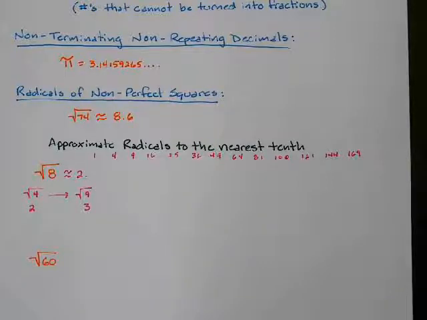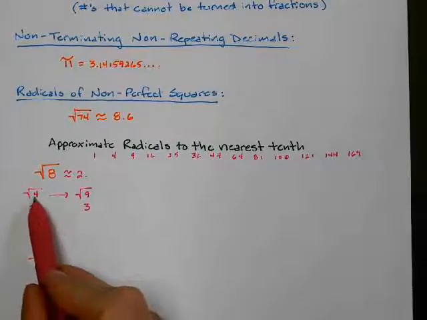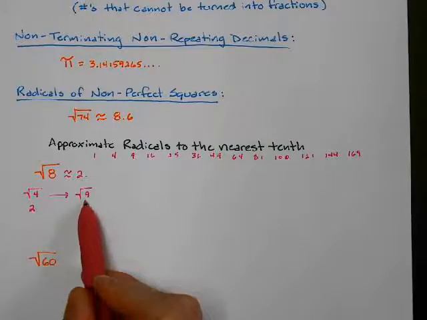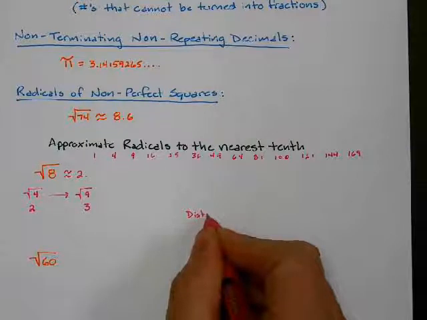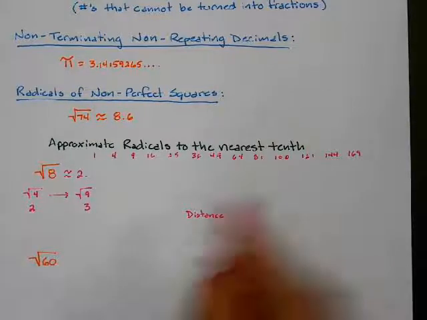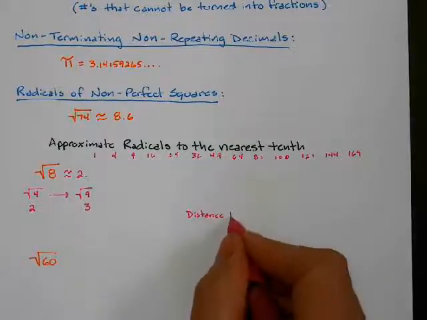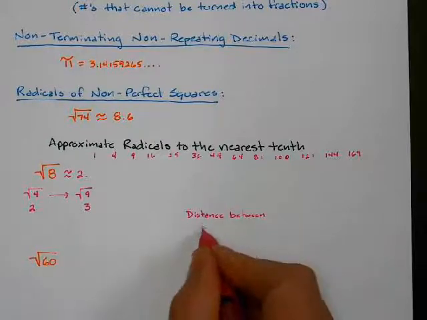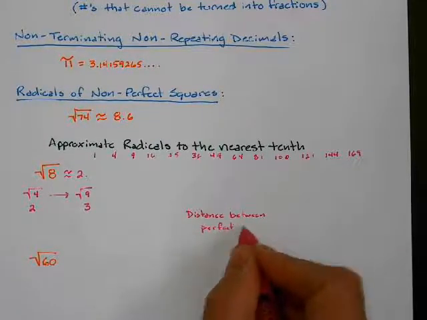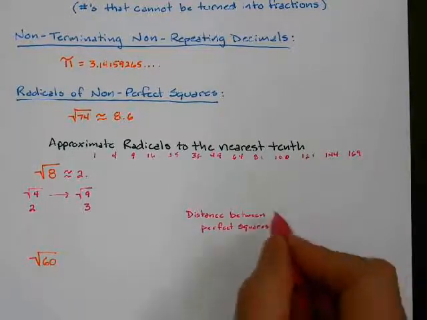So what we're going to do is look at the distance from 4 to 9. Okay, so we're going to look at the distance between the perfect squares. So the distance between those perfect squares is 9 minus 4. That's a distance of 5.